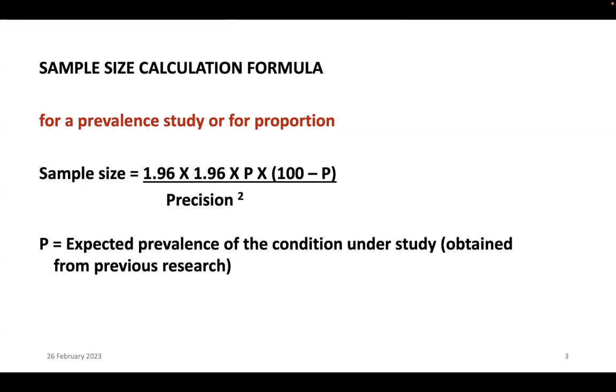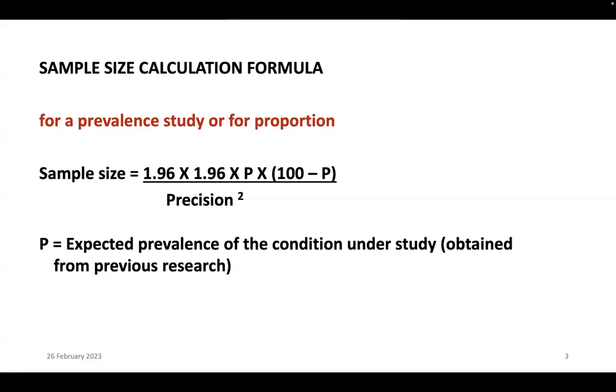Then comes precision. How can we explain precision? I am doing a study on the prevalence of cardiovascular disease in this district. I found that maybe the prevalence of cardiovascular disease is 7% or 8% in the population. Then I check another study, which says 10%. Another study done in another state shows 7%. So there is some variation, right?